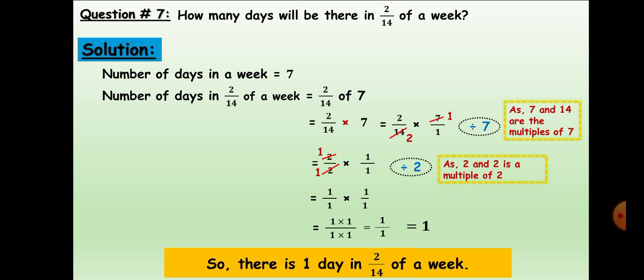2 over 14 multiplied by 7 over 1, then 14 and 7 are divided by 7. You're going to get 2 over 2 multiplied by 1 over 1, then 2 and 2 are divided by 2. Then you're going to get 1 over 1 multiplied by 1 over 1. You have to multiply the numerator with numerator, denominator with denominator. So you're going to get 1 over 1 that equals 1. So there is 1 day in 2 over 14 of a week.